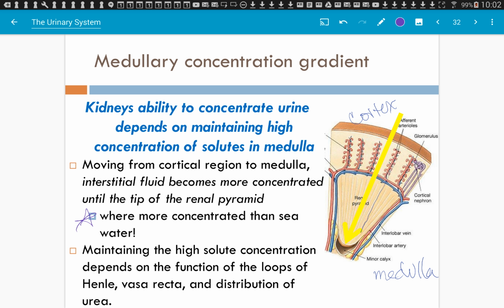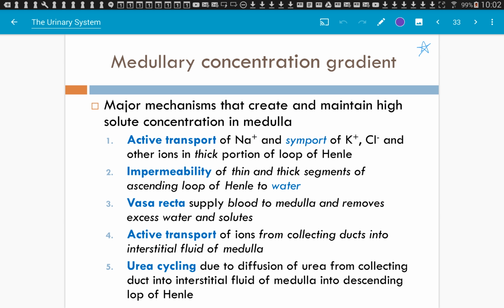And so because of this medullary concentration gradient, much more concentrated in the medulla than the cortex, it allows you to really concentrate your urine. And note that within the medulla, the fluid in the tissue is more concentrated than salt water, or seawater actually. So if any of you swam in the ocean and accidentally swallowed some, you know that there's definitely a lot of solutes in ocean water. High in salt.